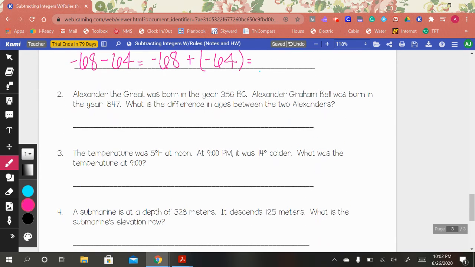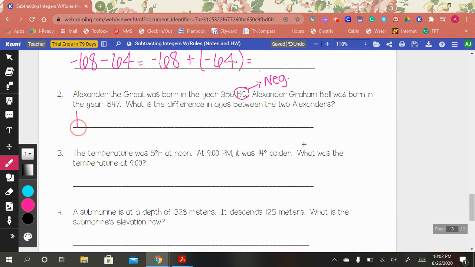All right, let's look at number 2. Alexander the Great was born in the year 356 BC. Anytime you see BC, we're going to be thinking about a negative number. Alexander Graham Bell was born in the year 1847. What is the difference in ages between the two Alexanders?